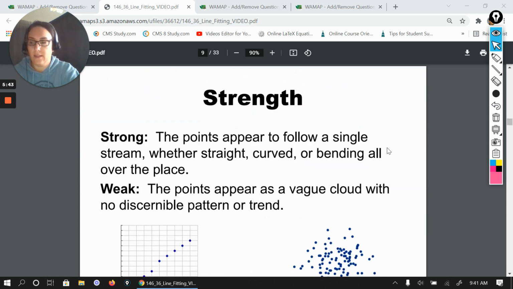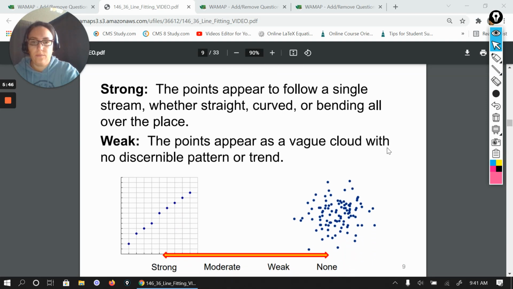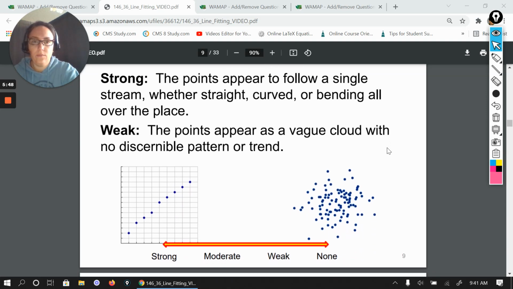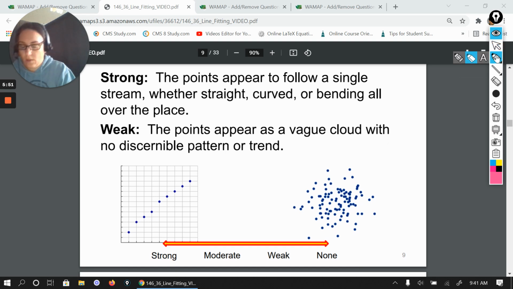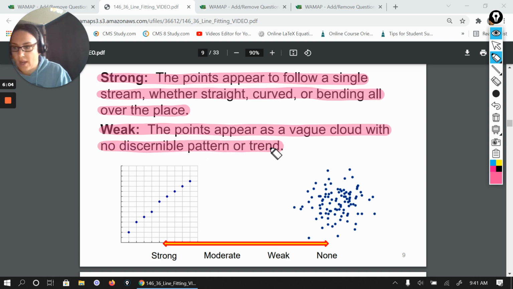Next, let's talk about strength. So strong means the points appear to follow a single stream, whether straight, curved, or bending all over the place. Weak means the points appear as a vague cloud with no discernible pattern or trend.